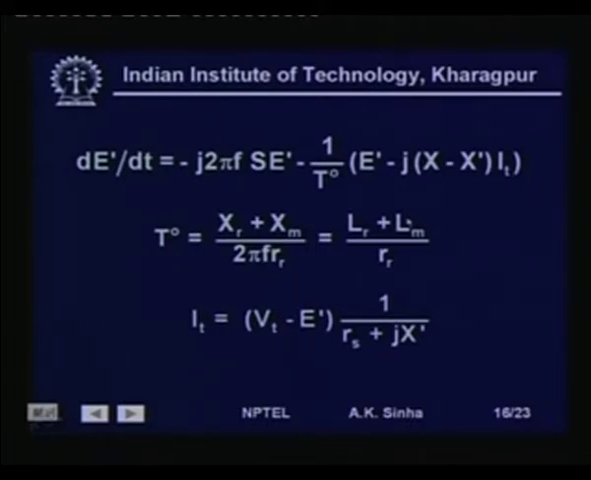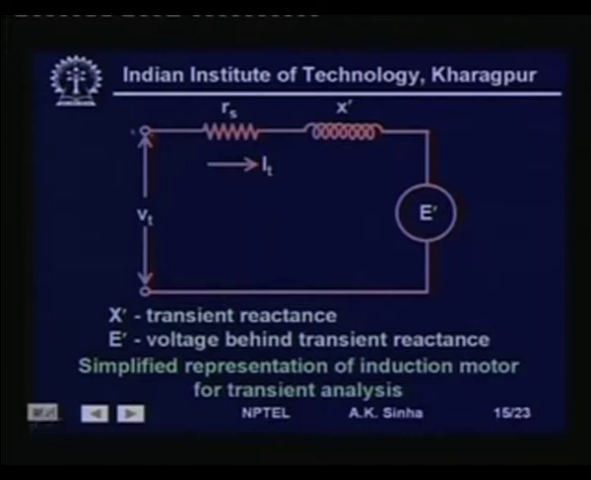where L r is the inductance of the rotor winding, L m is the inductance representing the magnetizing part, R r is the rotor resistance, and I t, the terminal current into the motor, is given by V t minus E dash into 1 by R s plus j x s. That is what we see from this circuit. I t will be V t minus E dash divided by R s plus j x s.